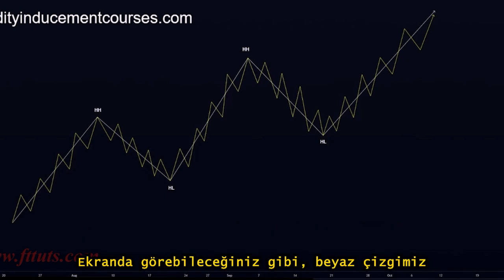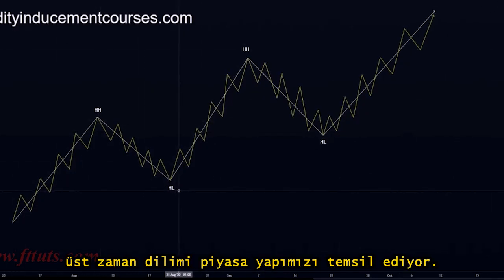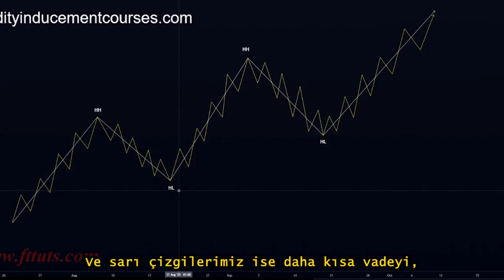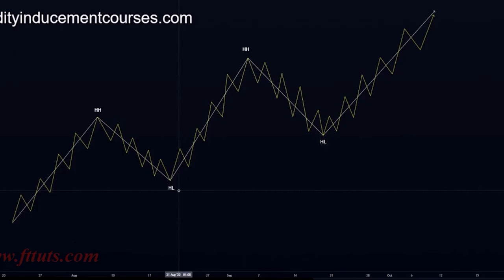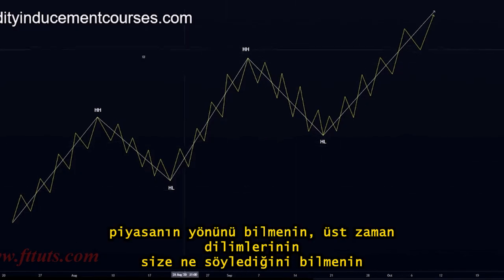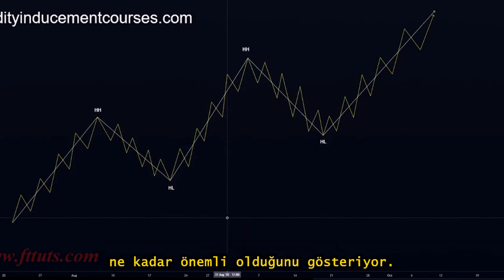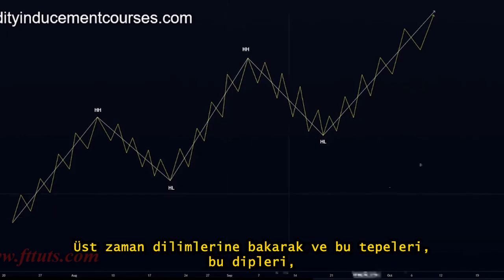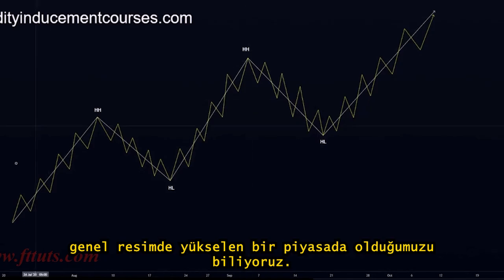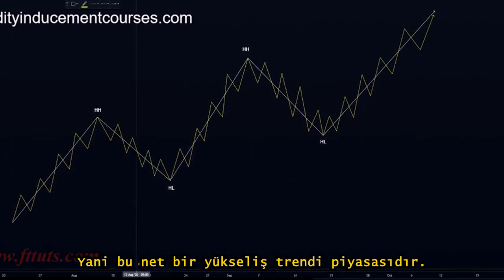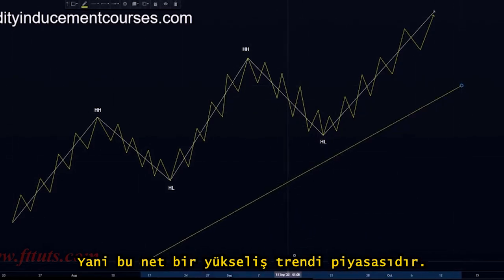As you can see here on the screen, we have our white line, which would be our higher time frame market structure, and our yellow lines would be our lower time frame market structure. This shows how important it is to know the direction of the market and what the higher time frames are telling you. By identifying these highs and lows, these higher highs and higher lows, we know that overall we are in an uptrending market. This is a clear uptrending market.